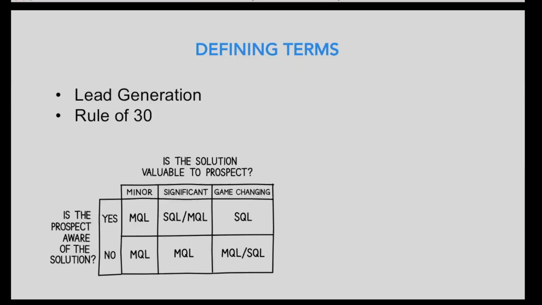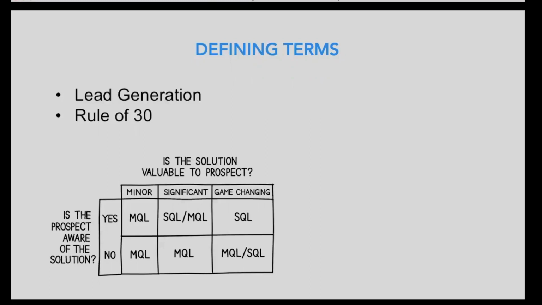I can't live without this. I really need it. The sample that I threw up here is, if we gave somebody the solution and they've never heard of our company before, they're kind of in that lower left. They're not aware of the solution that we provide, and even if they were aware, they're not all that excited about it.